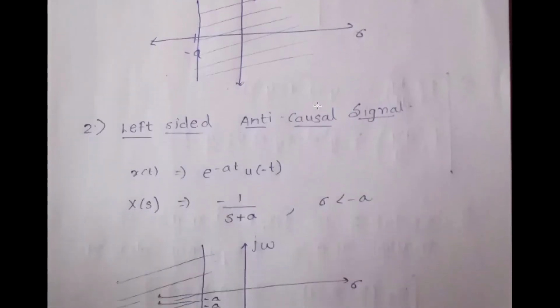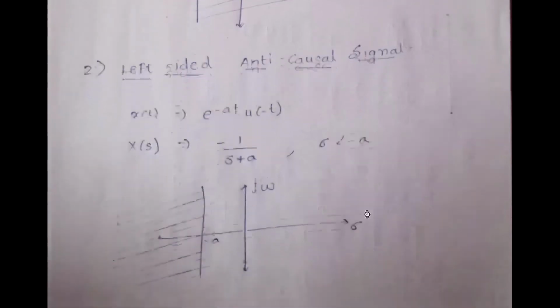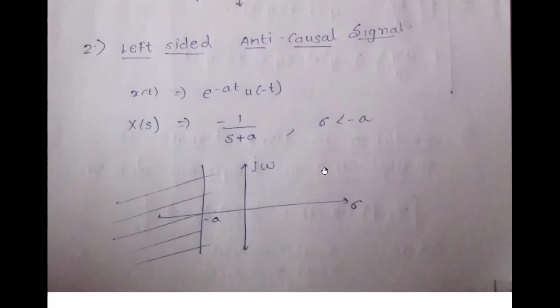If I consider the left-handed anti-causal signal, x of t is given as e raised to minus at u of minus t, which is minus 1 upon s plus a, and sigma is given as smaller than minus a. This is smaller than minus a, which forms the left-hand side of the signal, and hence it is given as an anti-causal signal. If you see, its anti-causal signal is given as u of minus t as well. So I hope I am very clear with this.